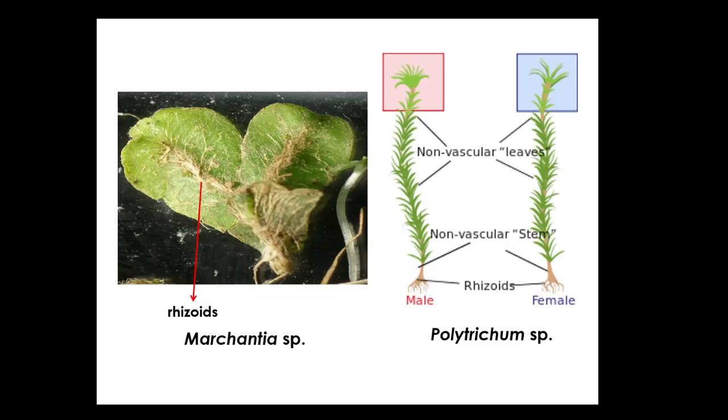So these are examples of rhizoids in Marchantia species. If you take a Marchantia species plant and you flip it over, the underside you will see the rhizoids like this. And in the Polytrichum species, the rhizoids are small bits at the end of the Polytrichum plant.